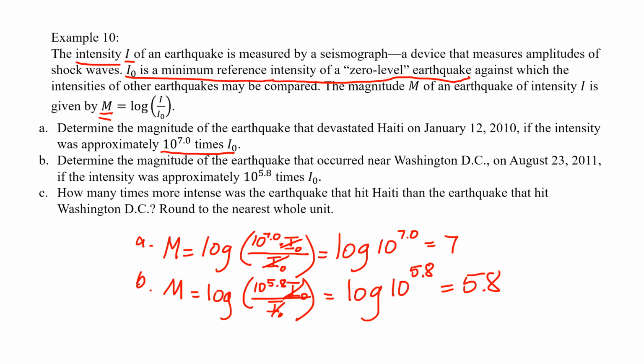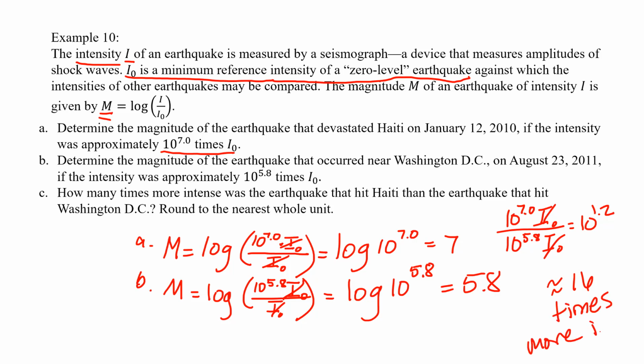And then in part C, it says how many times more intense was the earthquake that hit Haiti than the earthquake that hit Washington, D.C. The intensity of the first earthquake was 10 to the 7.0 times I sub 0. And the intensity of the Washington, D.C. earthquake was 10 to the 5.8 I sub 0. And so the I sub 0's cancel, and then you're dividing like bases, so you're going to subtract the exponents. And that is 10 to the 1.2 power. And if you punch that into your calculator, it's about 16. So it was 16 times more intense, the Haiti earthquake.